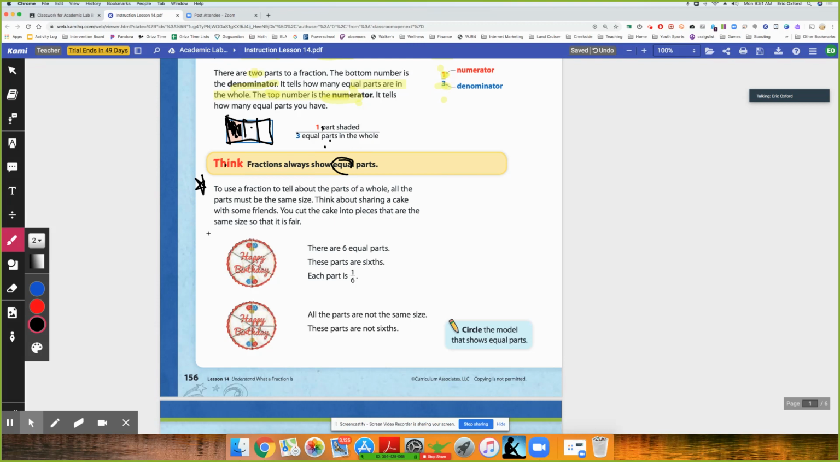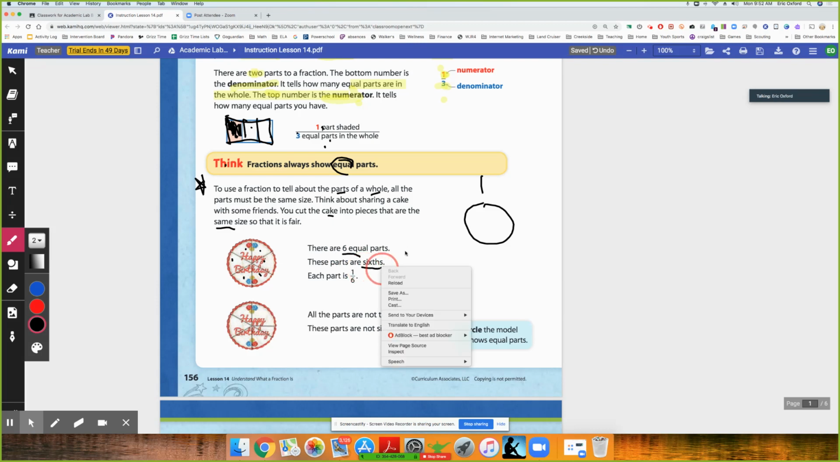Okay, so to use a fraction to tell about the parts of a whole, a whole could be a number like 1, or it could be an object like a pizza. In fact, this is a birthday cake. That's a whole cake down here. Think about sharing a cake with friends. You cut the cake into pieces that are the same size so that it's fair. So in this situation, there's 6 equal parts. 1, 2, 3, 4, 5, 6 parts. And these parts are called sixths.